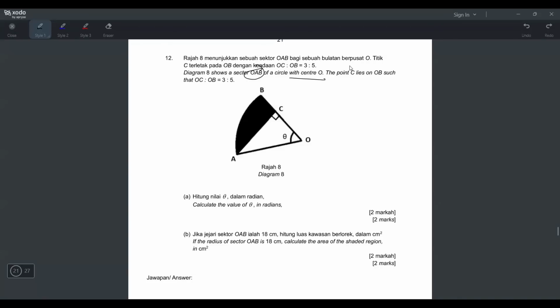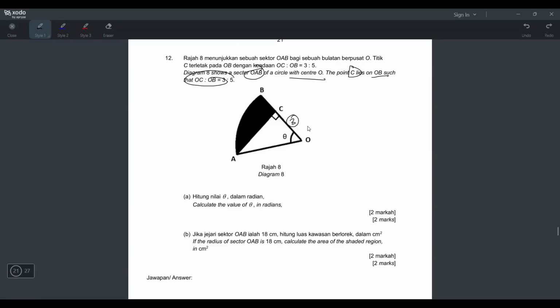All right, the point C lies on OB, such that OC ratio OB is 3:5. You should label this. But when you label, make sure you circle it, because this is a ratio. So OC ratio is 3, this one is OC, right? 3 circled. OB is 5. But you don't get 5 here. This is not OB. This one is C to B.